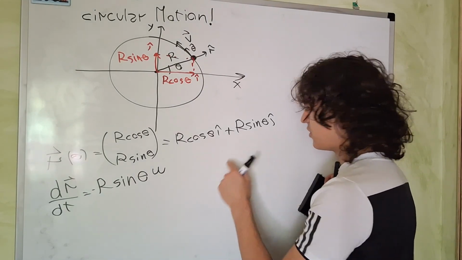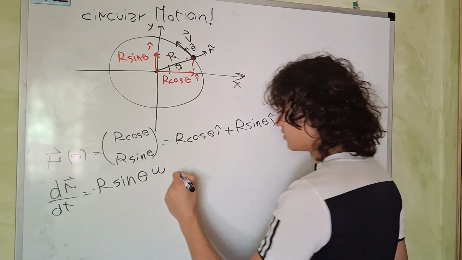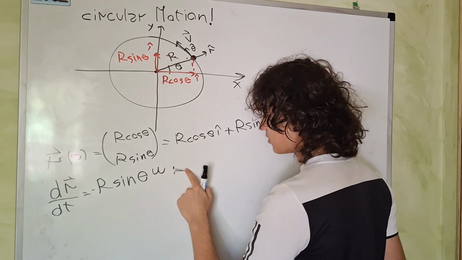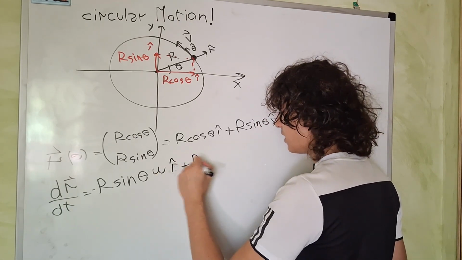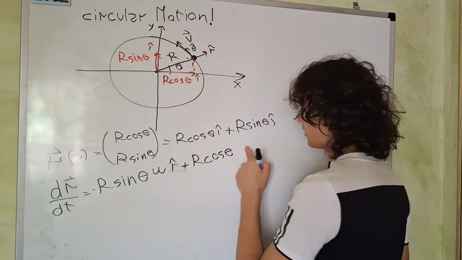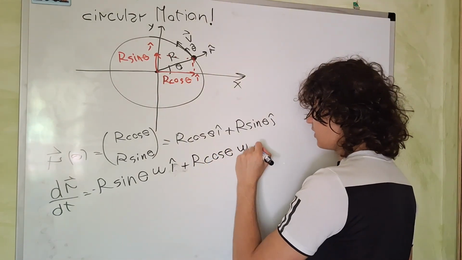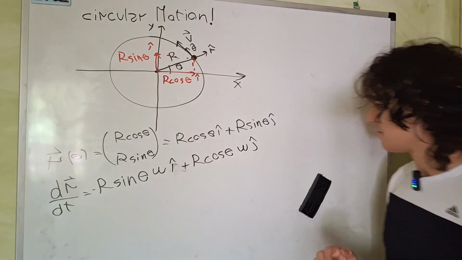We have to do the same thing here. The derivative of sine is cosine, so we have plus, in the i direction, plus r cosine theta times omega in the j direction.